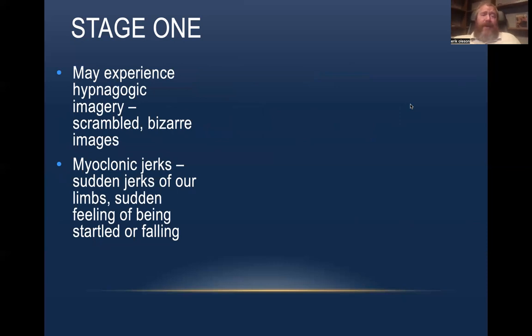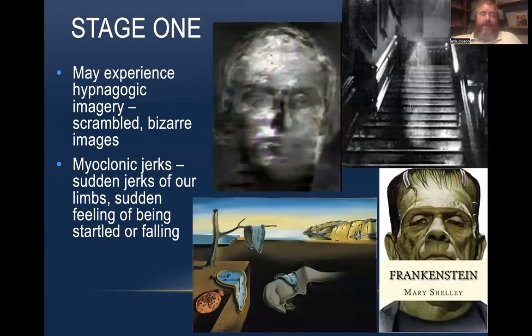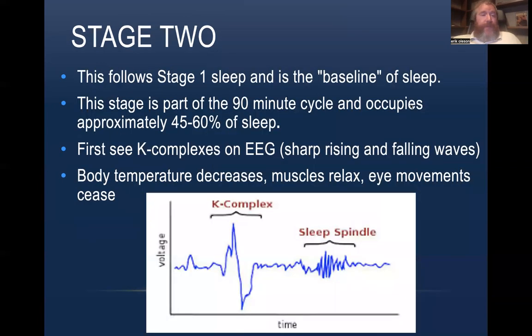Stage 1, I've already mentioned you may experience hypnagogic imagery, something like ghosts, or myoclonic jerks. In stage 2, this follows stage 1 and is the baseline of sleep. This is where you also go to after REM sleep. You go back to stage 2. This is also where you see the first K complexes, which are associated with the consolidation of dreams, or the consolidation of memories in association with dreams.